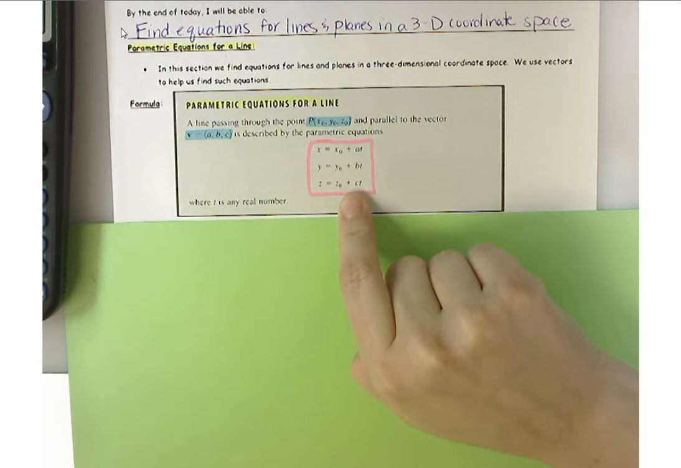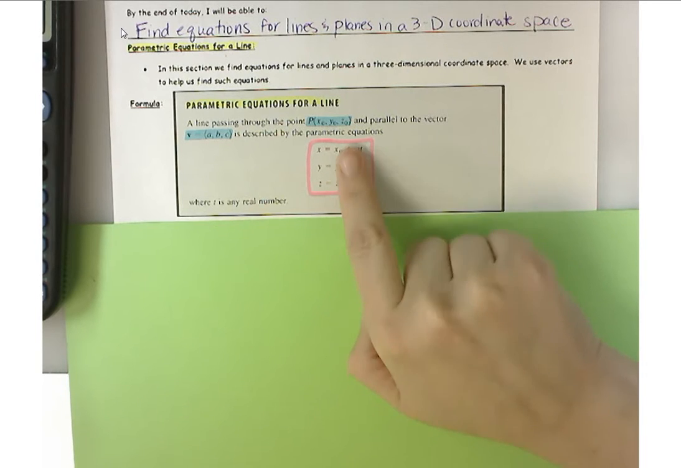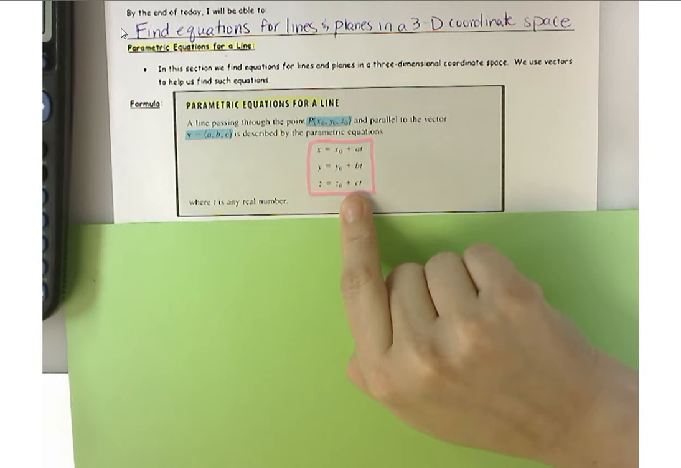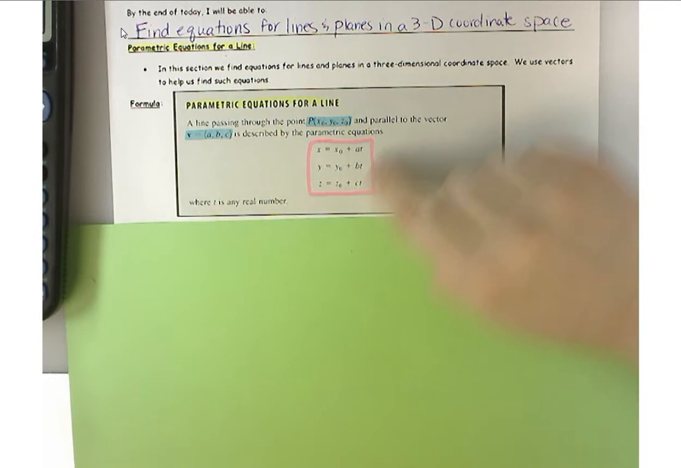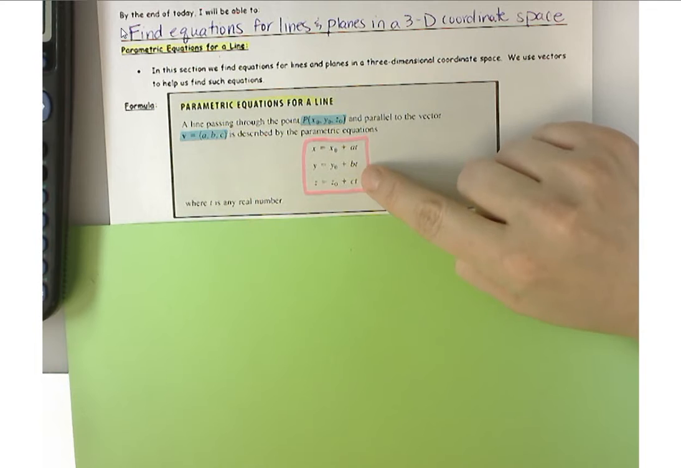Okay, so is it fair to say that A, B, and C are the coefficients of t? Okay, if this is a linear equation, A, B, and C would be called the what? The slope, right? It's in front of your variable. And this is where t is going to be any real number. T is going to be the variable that is in our equation.